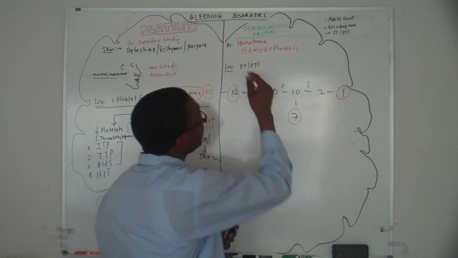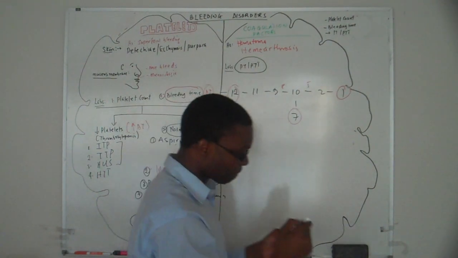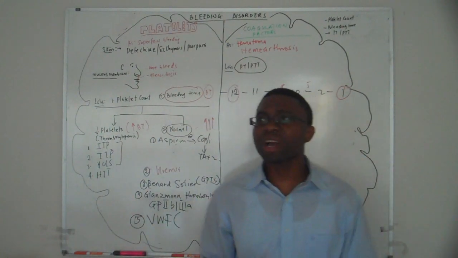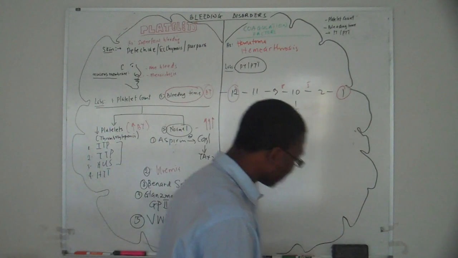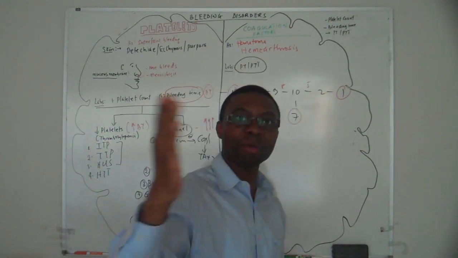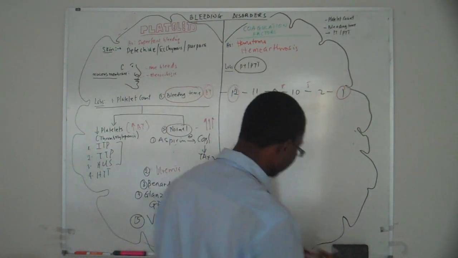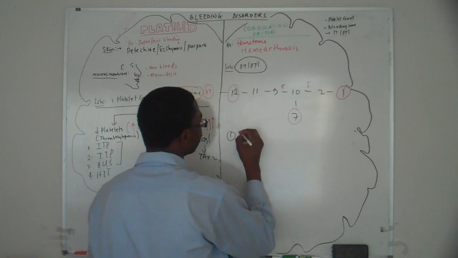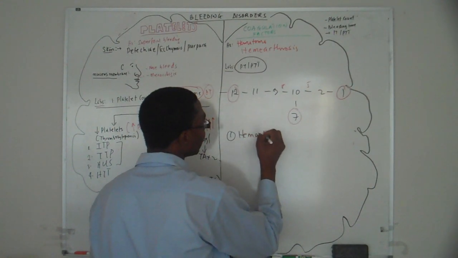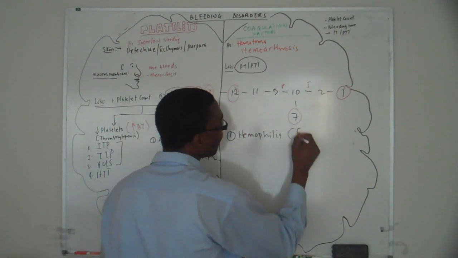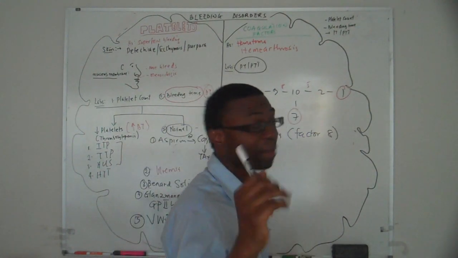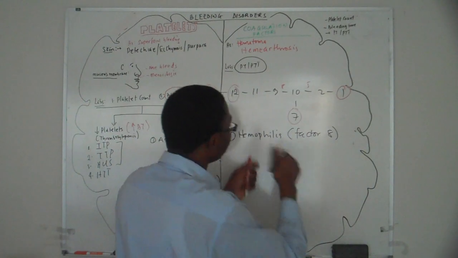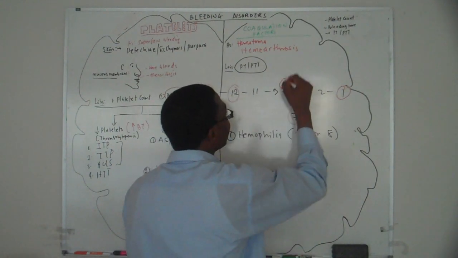So I order a PTT and a PT. And the first disease I think of is hemophilia. Hemophilia is a factor 8 deficiency. That means factor 8 is missing, this guy right here.